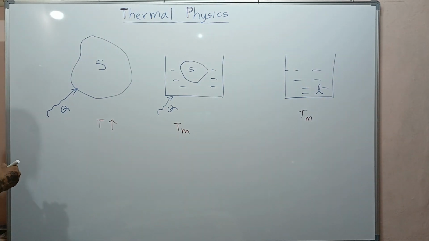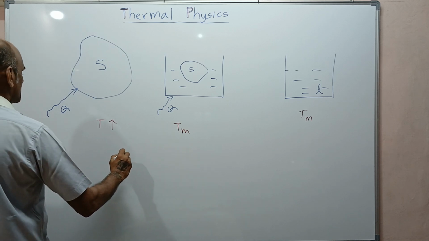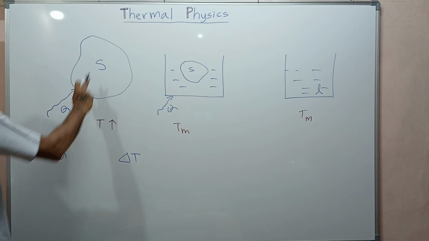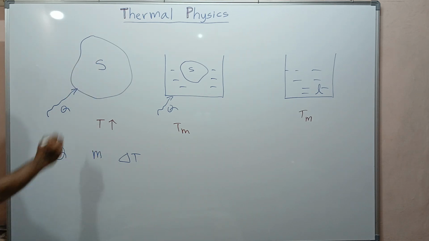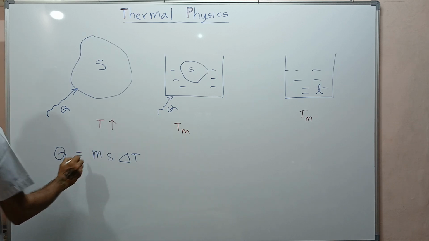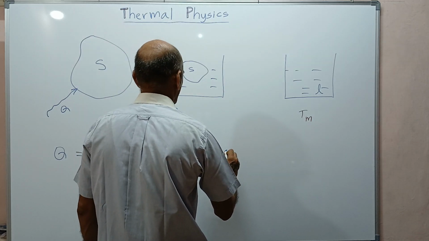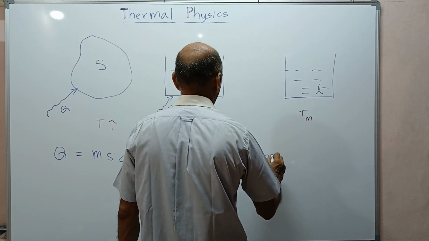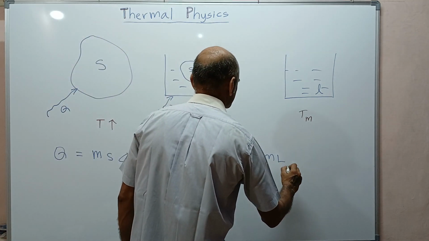So the amount of heat added is proportional to the temperature rise and also proportional to the mass, and the constant of proportionality is the specific heat of the substance. And when a phase change is going on, the amount of heat added is proportional to the amount of mass, and the constant of proportionality is the latent heat of fusion.